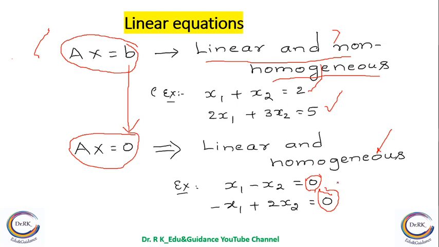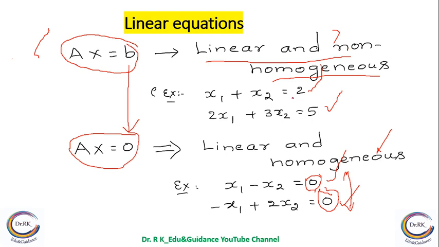If you see here, this system of equations, in terms of geometrical representation, is a straight line, this is a straight line, and both pass through the origin. So this is another understanding we need to have, that linear equations are categorized into homogeneous as well as non-homogeneous.